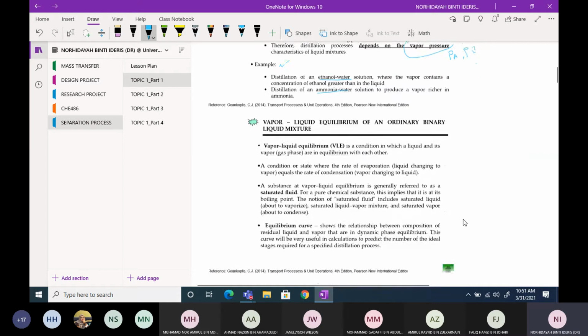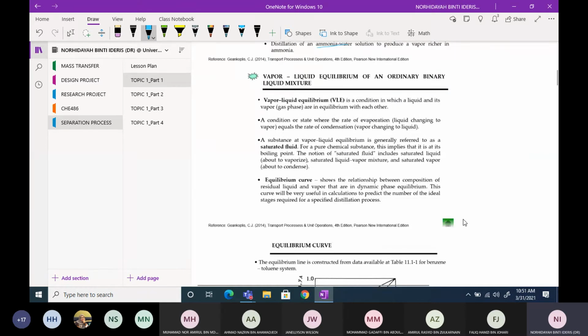Alright, so at the end of this topic, we want to design the distillation column: how many stages required, how tall the column might be, what is the reflux ratio and everything. So that kind of thing need you to have this vapor liquid equilibrium. All right, this is what we call as a VLE. Okay, what is meant by this VLE?